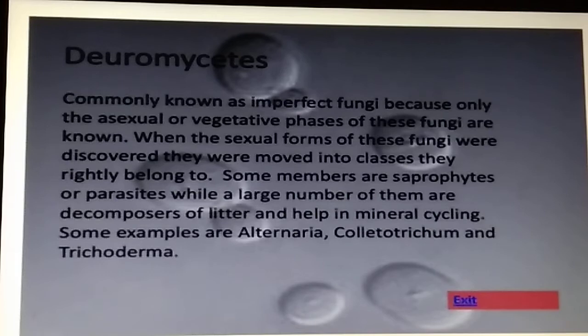Now the Deuteromycetes reproduce only by asexual spores and these asexual spores are known as conidia. The mycelium is septate and branched and some members are saprophytes or parasites while a large number of them are decomposers of litter and help in mineral cycling. Some examples are Alternaria or Trichoderma. So I hope this is clear, students.